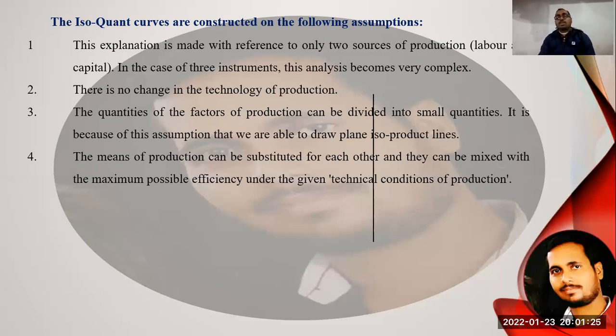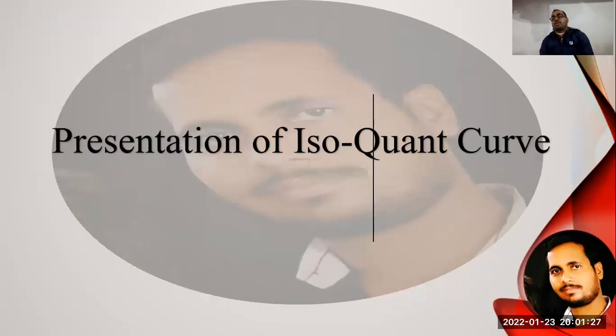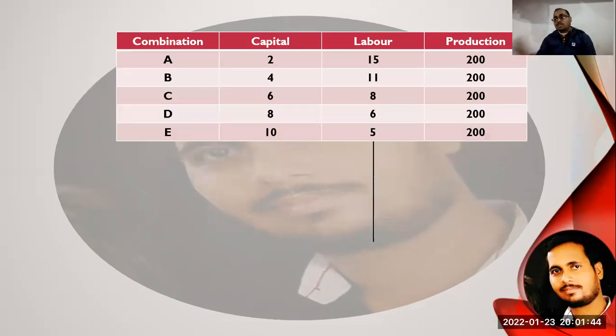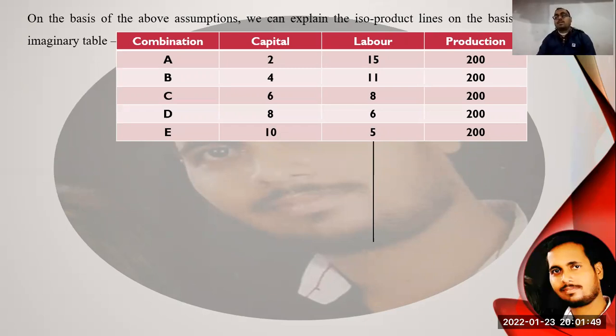Now, the presentation of the Iso-Quant curve. We know the definition of the iso product curve, and we know its assumptions. So after studying these two things, we now start to draw an Iso-Quant curve using the assumptions and the theories. On the screen you are watching a table. The combinations mean the various combinations of capital and labor.